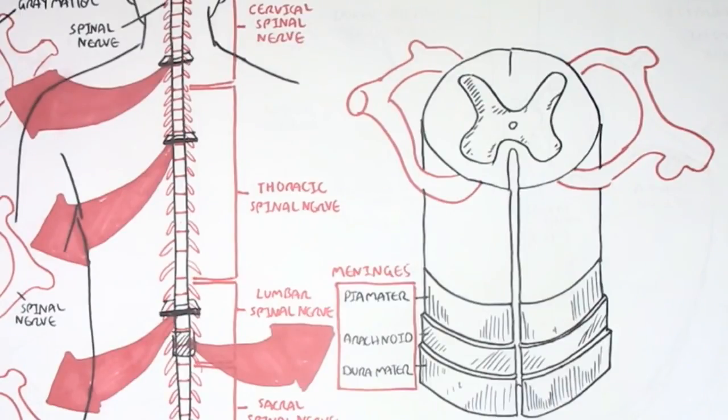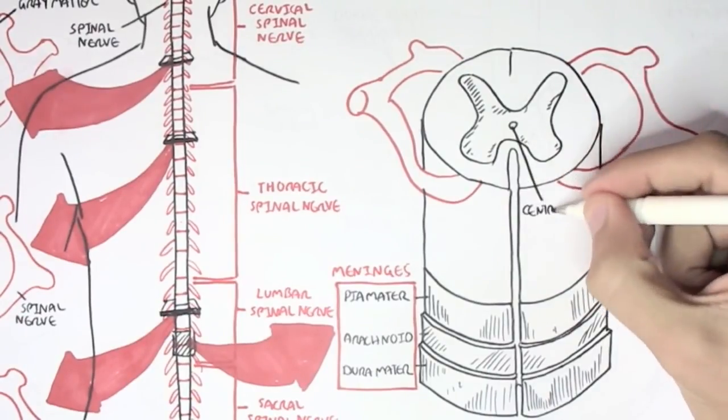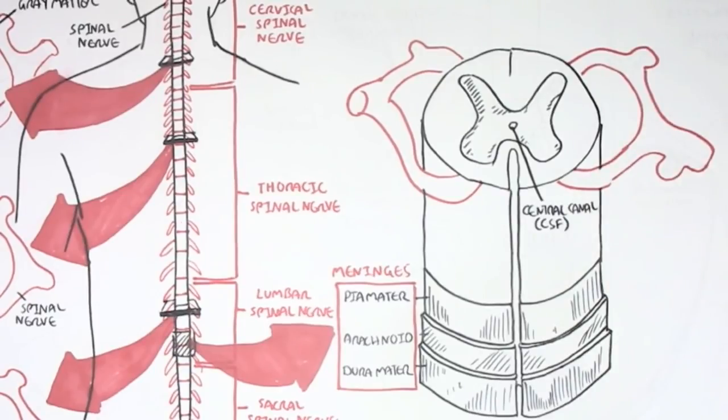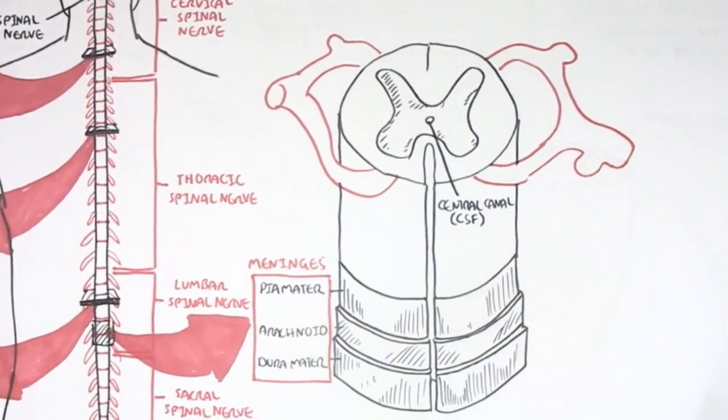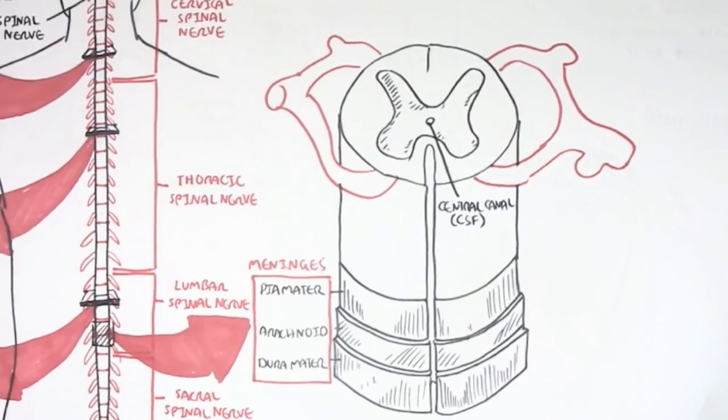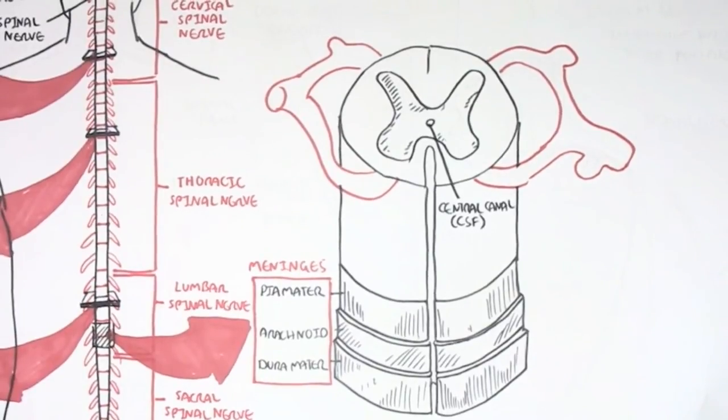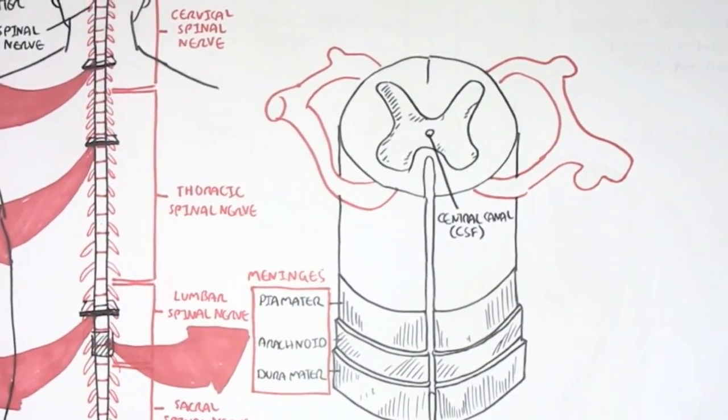The central canal, which also contains the cerebrospinal fluid, also is a form of protection for the spinal cord, as the cerebrospinal fluid also acts like a shock absorber in the central nervous system.